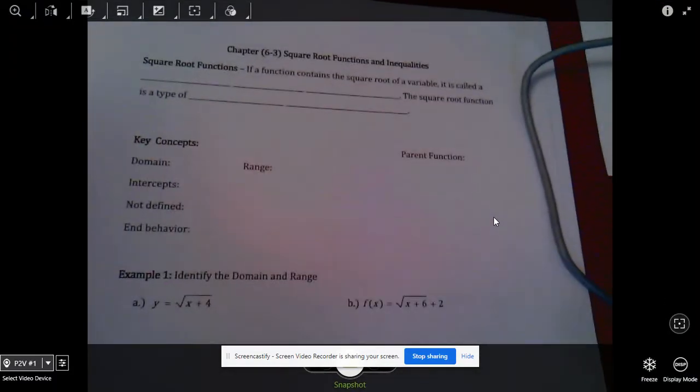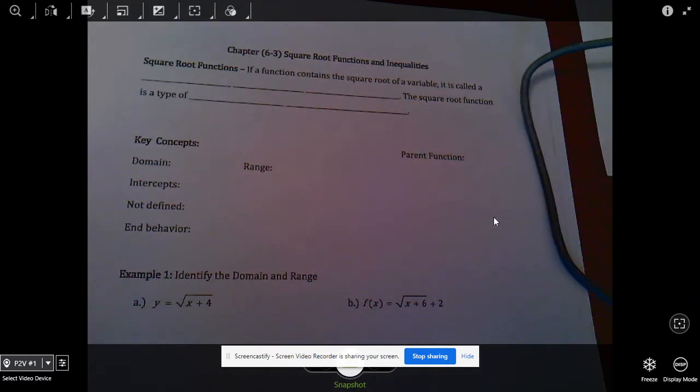All right, we're in chapter 6.3. These sections have been different leading up to this point. From now on, we're going to talk about all radical functions. Why are we talking about radical functions with the first two sections being inverse functions and composition of functions?